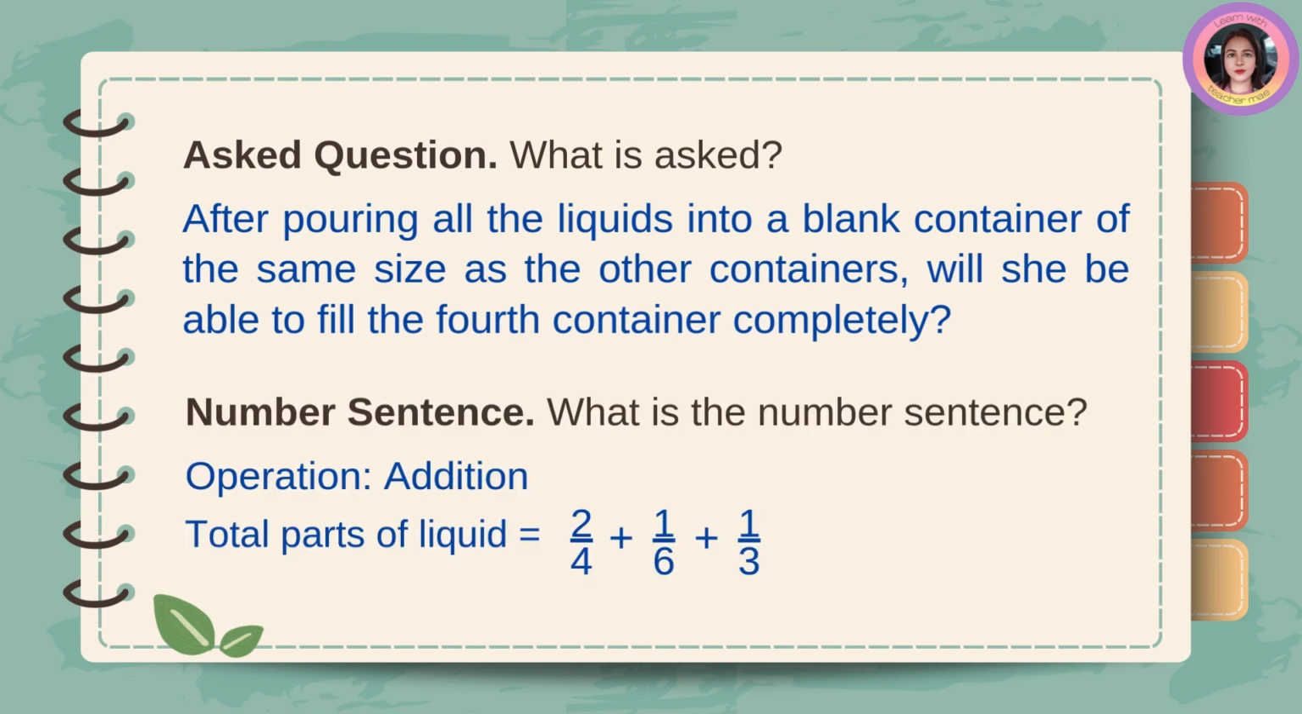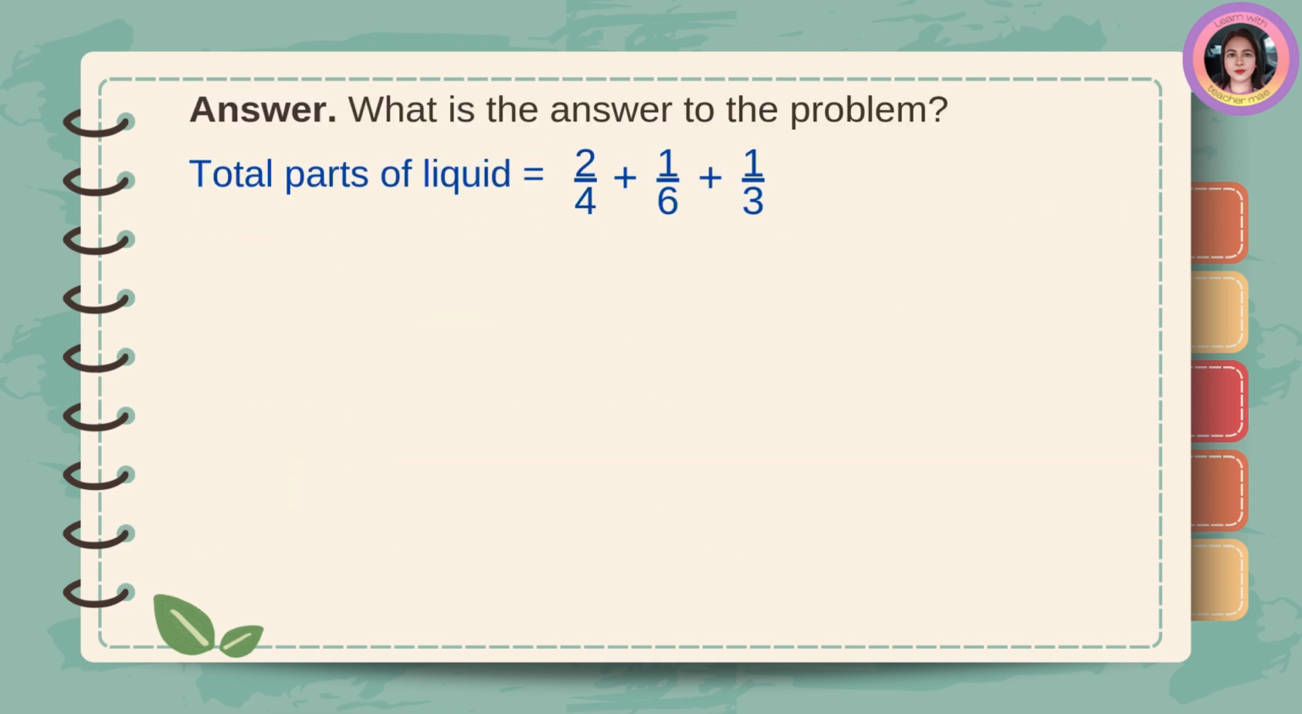Number sentence. What is the number sentence? Operation, addition. Total parts of liquid is equal to 2/4 plus 1/6 plus 1/3. Answer. What is the answer to the problem? Total parts of liquid is equal to 2/4 plus 1/6 plus 1/3 is equal to 6/12 plus 2/12 plus 4/12. The LCD is 12.